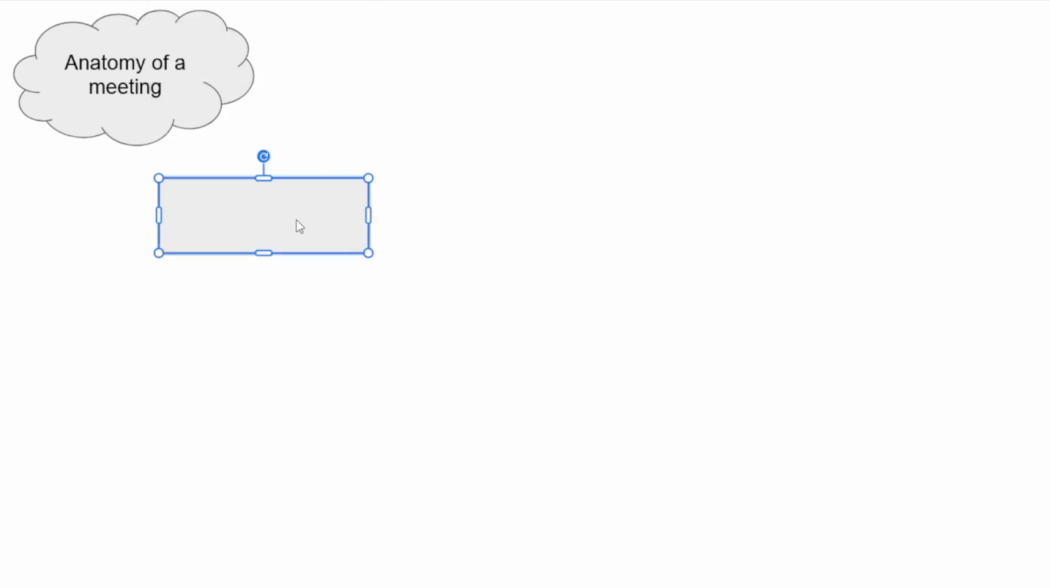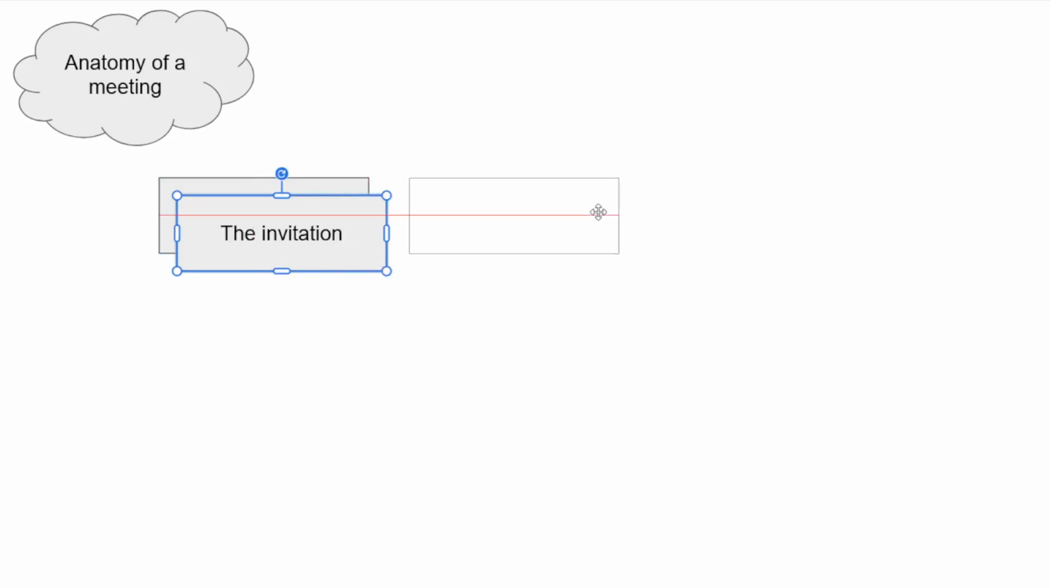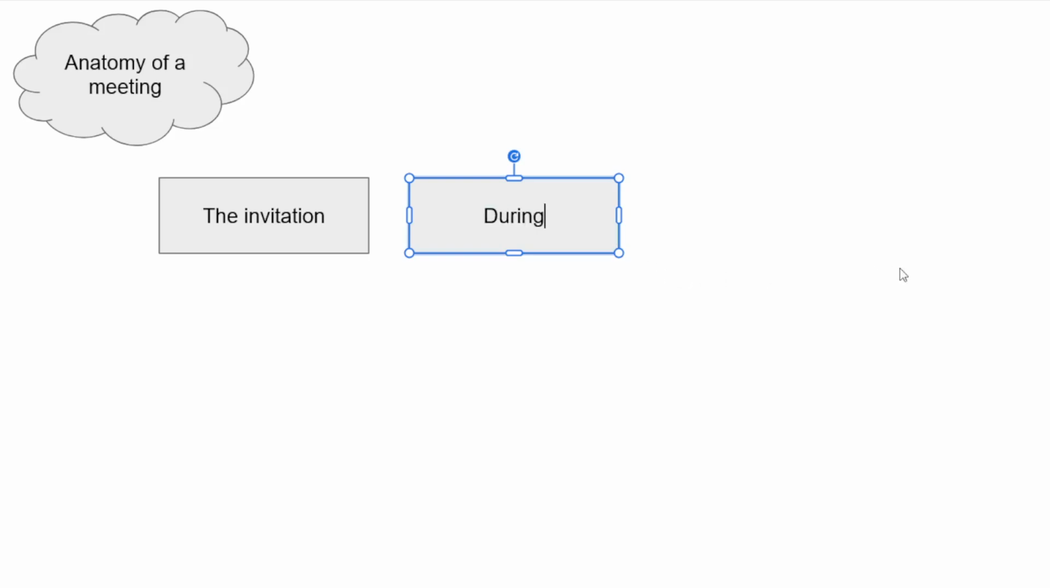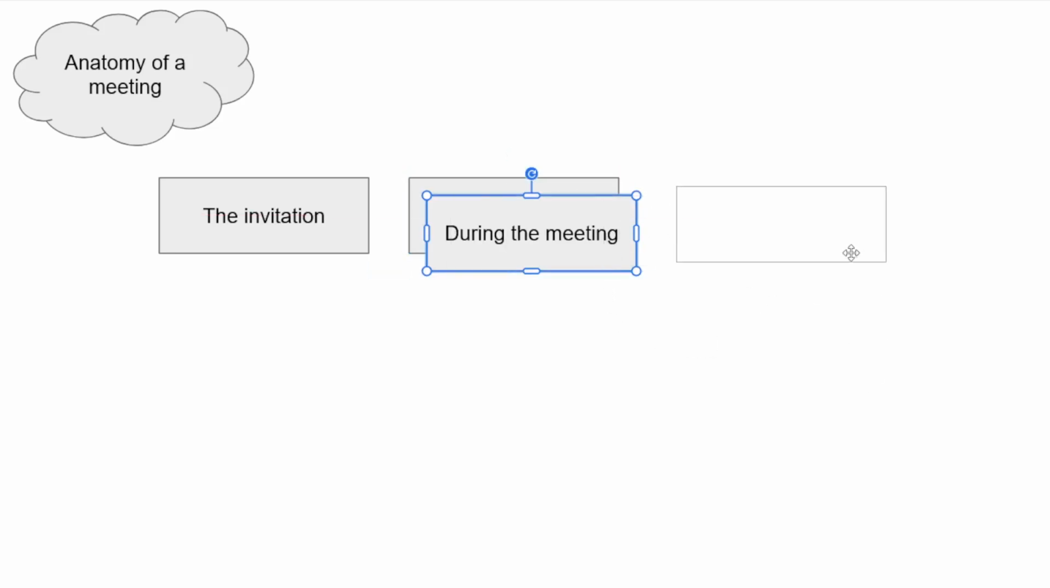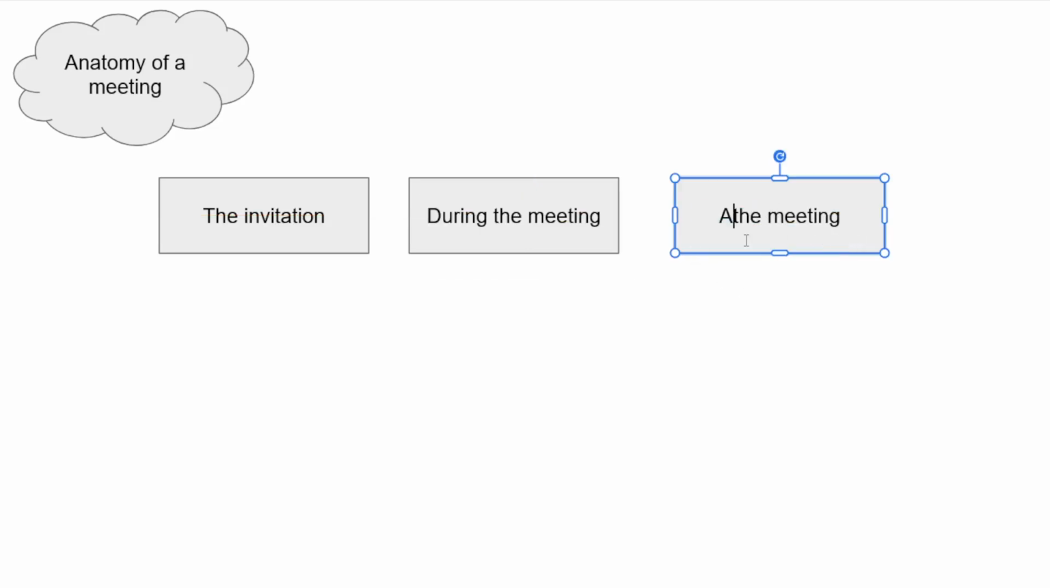So first step here, anatomy of a meeting. What parts does a meeting have? Let's build that stuff as we go. One step is the invitation. This is the very first step of every meeting. After that, we have during the meeting. We just try to understand what this is all about, and then we have after the meeting. Those are very simple steps that the meeting actually consists of. So it's not just this part, it's also this part, the invitation.